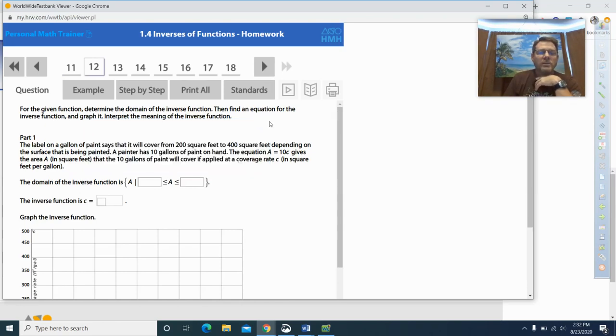Okay, I just looked at the example of this. It was pretty straightforward here, guys. So what they're trying to tell you here is you've got this paint can that can cover so many square feet, and so they got this formula. And they're saying, hey, what is going to be the domain? And well, it's going to be 200 to 400. So that's what goes in here, 200 to 400.